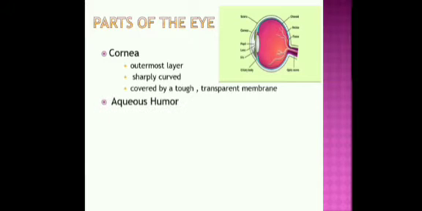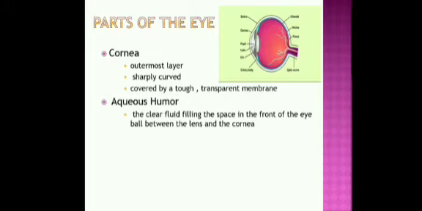Next is the aqueous humor. It is a clear fluid filling the space in the front of the eyeball between the lens and the cornea. Since the lens and the cornea have no blood supply, the aqueous humor performs the blood's job of carrying nutrients to those structures. Next is the crystalline lens.